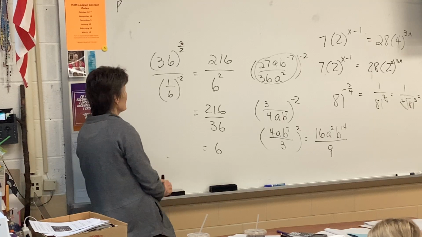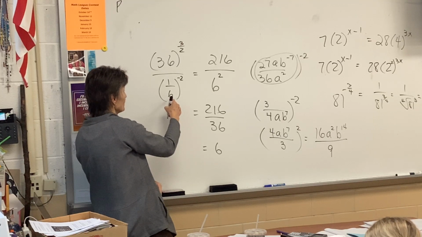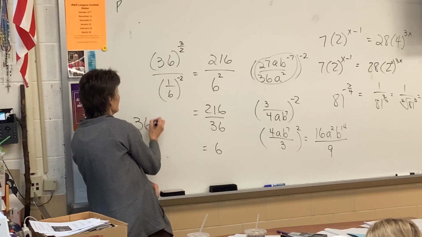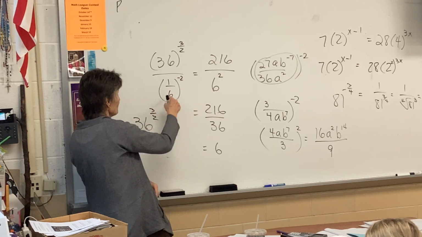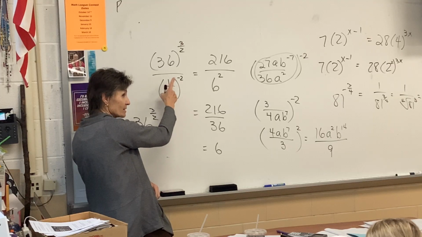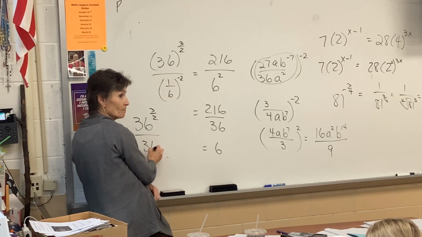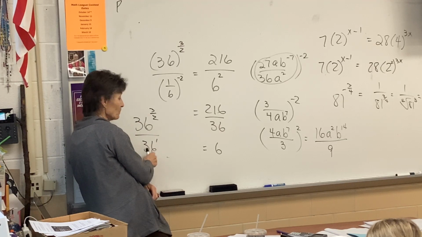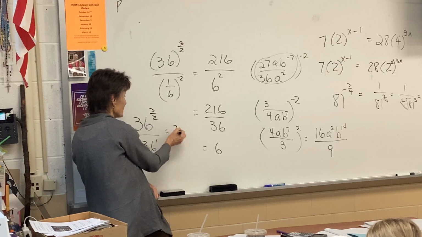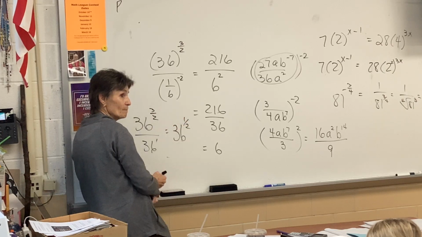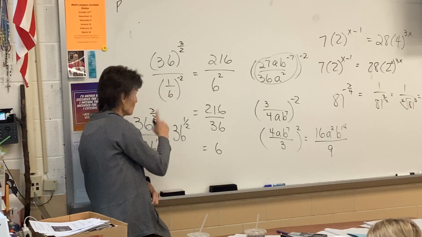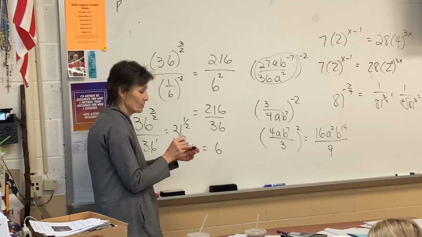Did anybody think about flipping this and squaring it? Leaving the top alone for a second. If you flip this, it's 6 to the second, which is 36. So now we have 36 to the 3 halves over 36 to the first. When I subtract those exponents, I get 36 to the 1/2, which means the square root of 36, which is 6. So that would be another approach you could use if you like.